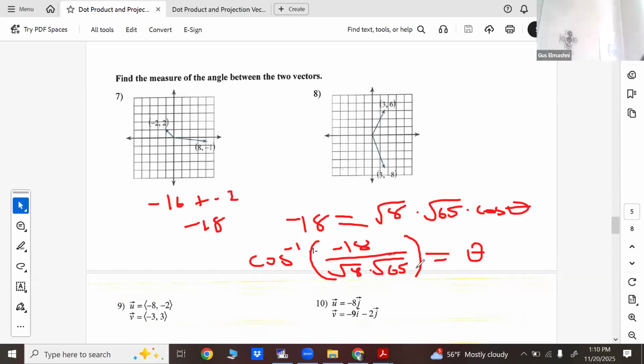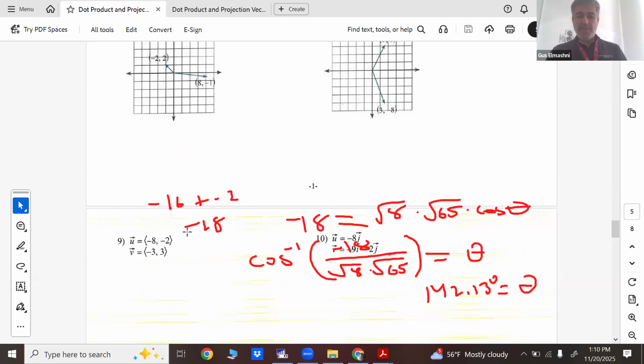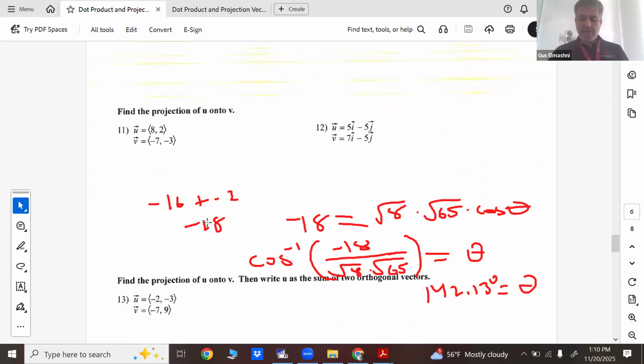Yeah, let's work that out. Inverse cosine of that. You guys get 142.13 degrees. Yeah, so you guys should be okay with that. Okay, that's good. I think 8, 9, 10 should have been fine as well. If you're cool, 7. And how are you guys with number 11 or 12?